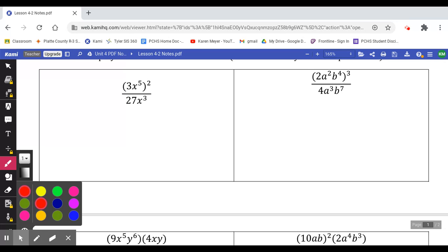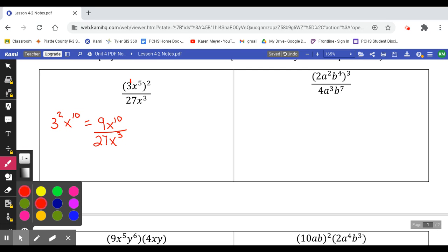So we are going to focus on that first. Power to a power, you multiply the exponents. So for 3, 1 times 2 is 2, and for x, 5 times 2 is 10. And 3 to the second power is really 9. So you get 9x to the 10th over 27x to the third.